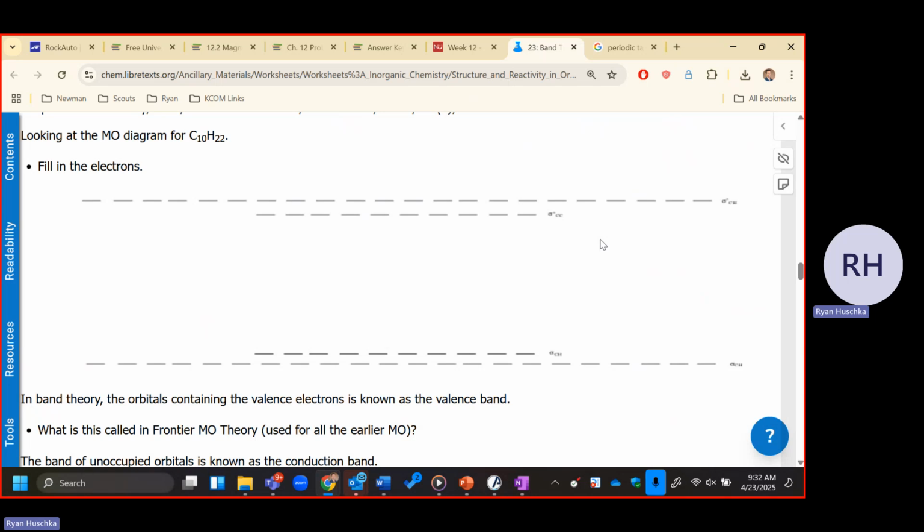But when you're thinking about a metal, what are you thinking about? You're thinking about a mole of atoms, right? You're thinking about a huge, huge number of atoms. And when you get to that case, what happens? Right? Your band gap becomes a lot smaller.